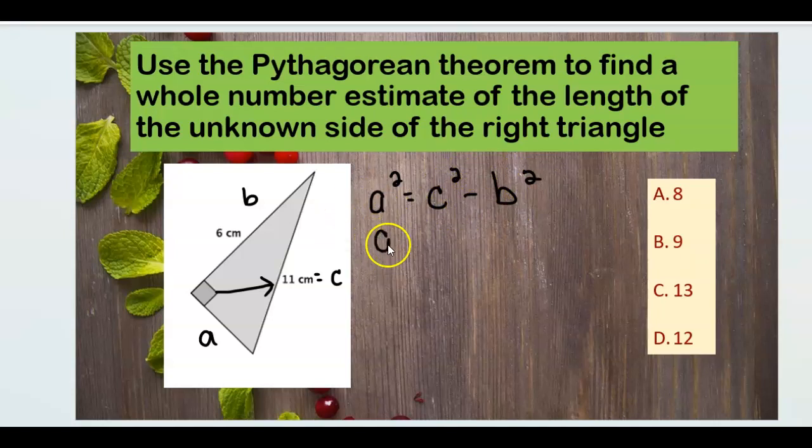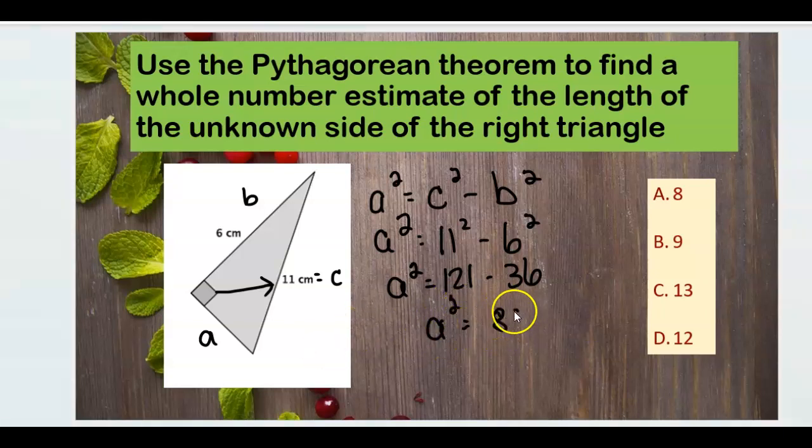And so what I'll do is fill in what I know. C is 11, and B is 6. This is going to be 121 minus 36. So I just take 121 and subtract 36, and that gives me 85. So a squared is equal to 85. Now, in order to get rid of the little exponent, I'm going to take the square root. And then A is going to equal the square root of 85.